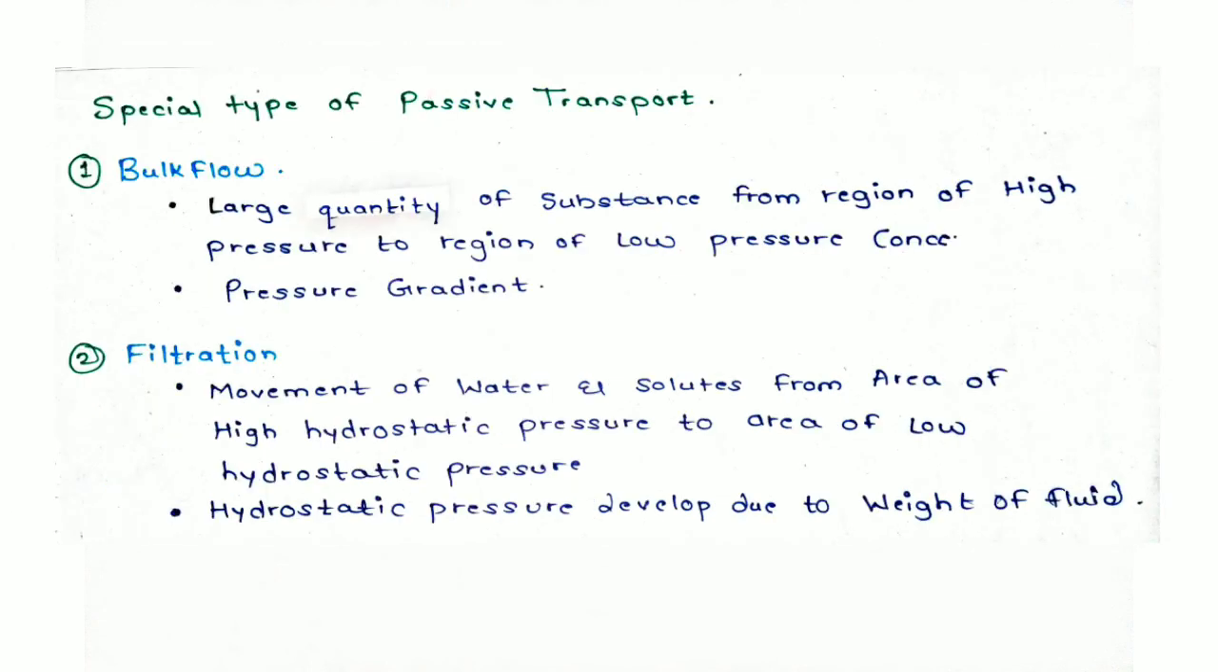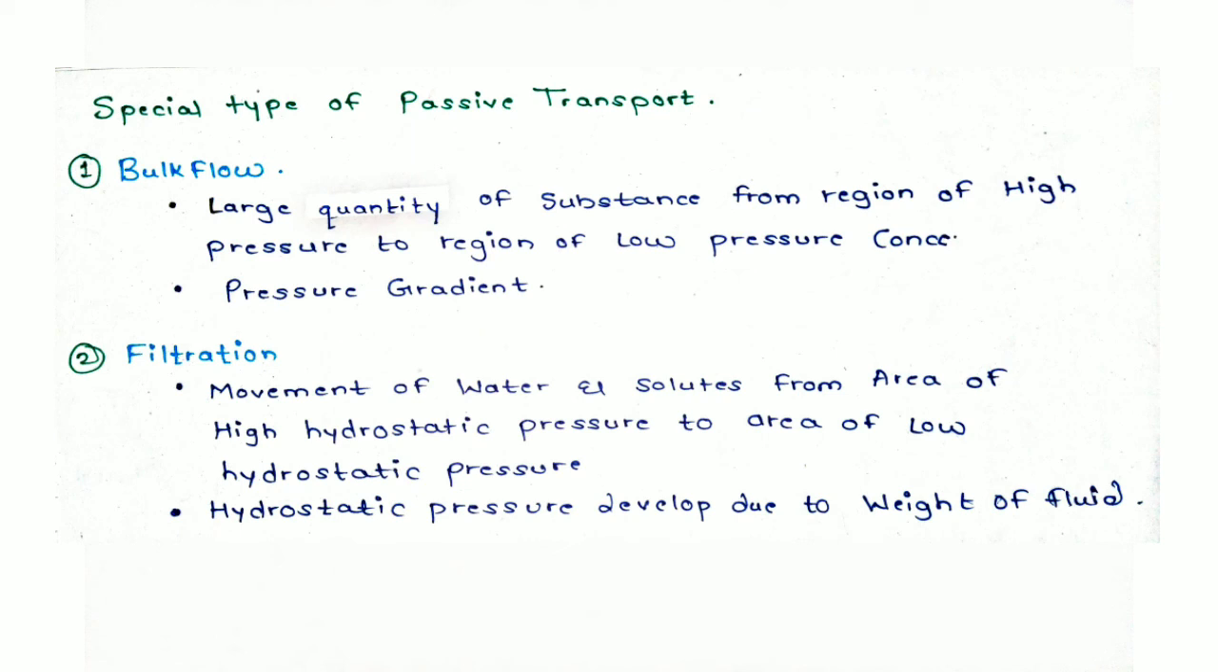The last point of discussion for this video is special types of passive transport. The first is bulk flow. It is the diffusion of larger quantity of substance from region of high pressure to region of low pressure. It is due to the pressure gradient of substances across the cell membrane.